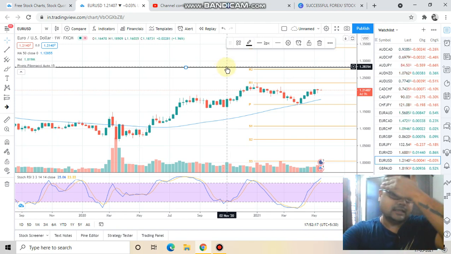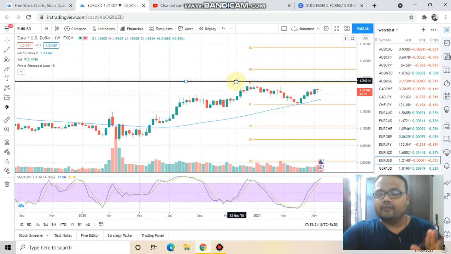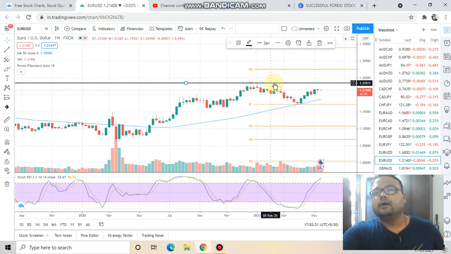Still the trend of the market in this particular week is not clear, but we have a good resistance at this particular level, 1.2380. That is the ultimate resistance for us in the weekly chart.